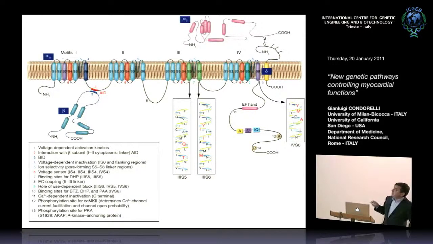So this calcium channel is made of a few subunits. The main subunit is alpha-1c, which is a seven-membrane spanning domain protein, and this binds from the intracellular side with the beta-2 subunit, which is a sort of chaperone protein that is important for the maturation of this alpha-1c to the membrane. And so they interact through this domain called the AID domain.